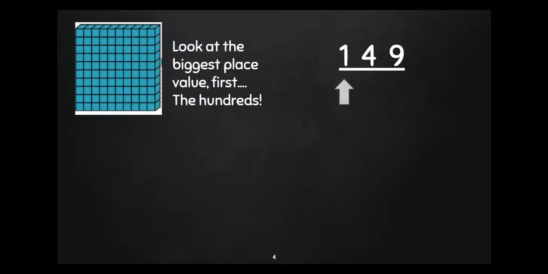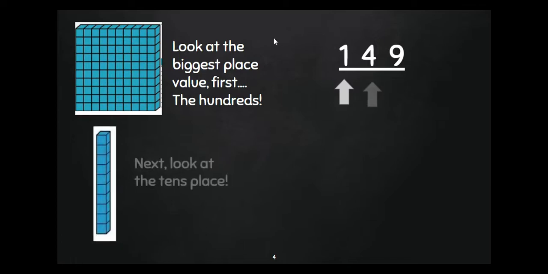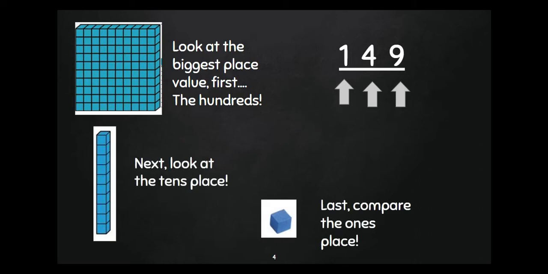Good. We should always look at the biggest place value first. And in most of our numbers, that's the hundreds place. That will help us decide if that number is less or if that number is greater. Where should we look next? Good. If two numbers have the same value in the hundreds place, we can still decide which one's greater and which one's less by looking at the tens place. And if a number has the same value in the hundreds and the same value in the tens place, where should we look as our tiebreaker? Good. Last, we should compare what's in the ones place.